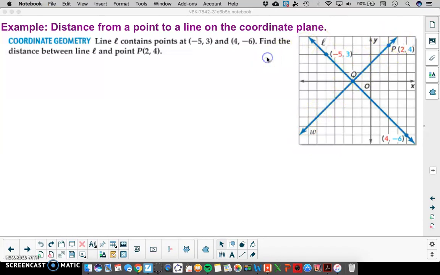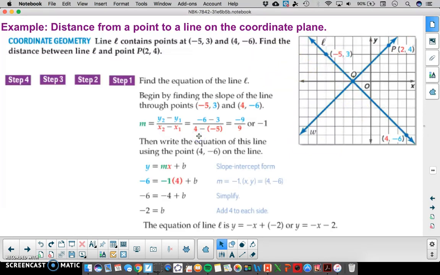So my first task is to find the equation of line L. I do that by first finding the slope, and I get a slope of -1. I use that slope of -1 and plug in one of the points from line L. Here we used (4, -6), and we found that the equation was y equals -x minus 2.